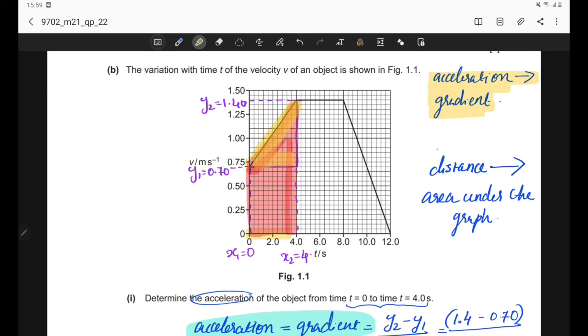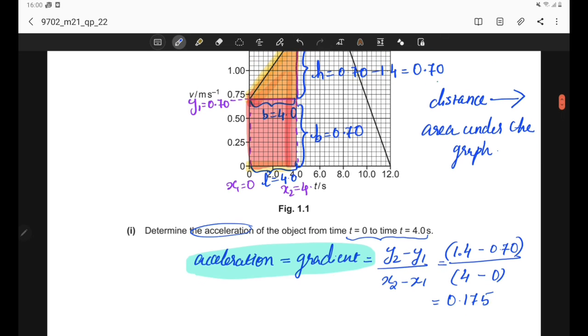One is a triangle and another one is a rectangle. And we can see for the triangle, the base is 4 and the height of the triangle is 0.70 minus 1.4, so we will get 0.70. So, that is the height of the triangle. And for the remaining part, that is a rectangle, we can find the length and breadth, where breadth is 0.70 and length is 4.